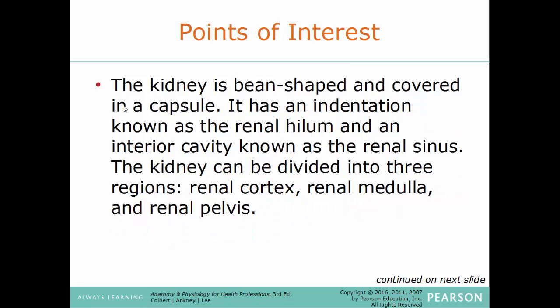The kidney is a bean-shaped organ that's covered within a capsule. There's an indentation called the renal hilum and an inferior cavity known as the renal sinus. The kidney can be divided into three different regions: the cortex, which is the outermost region, the middle layer, the renal medulla, and the innermost layer, the renal pelvis.